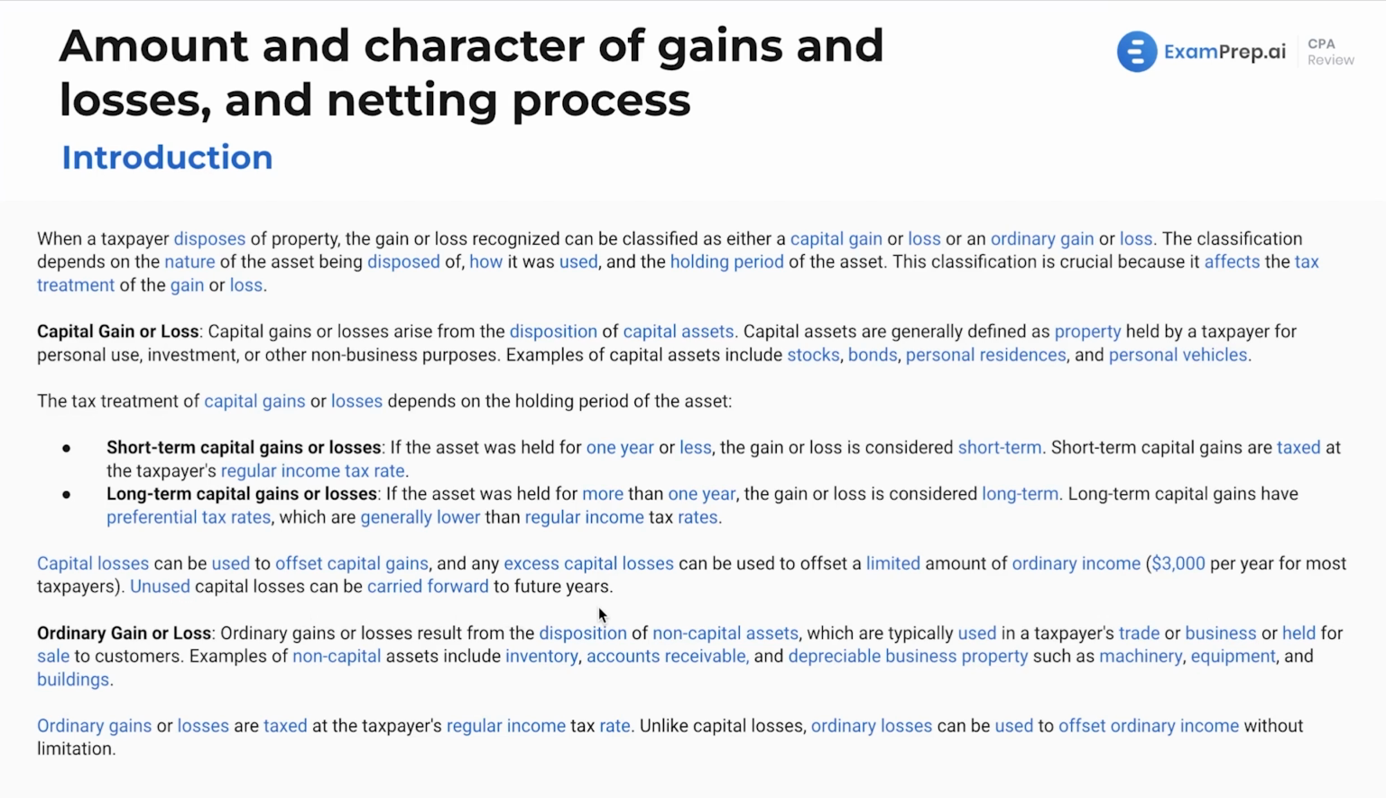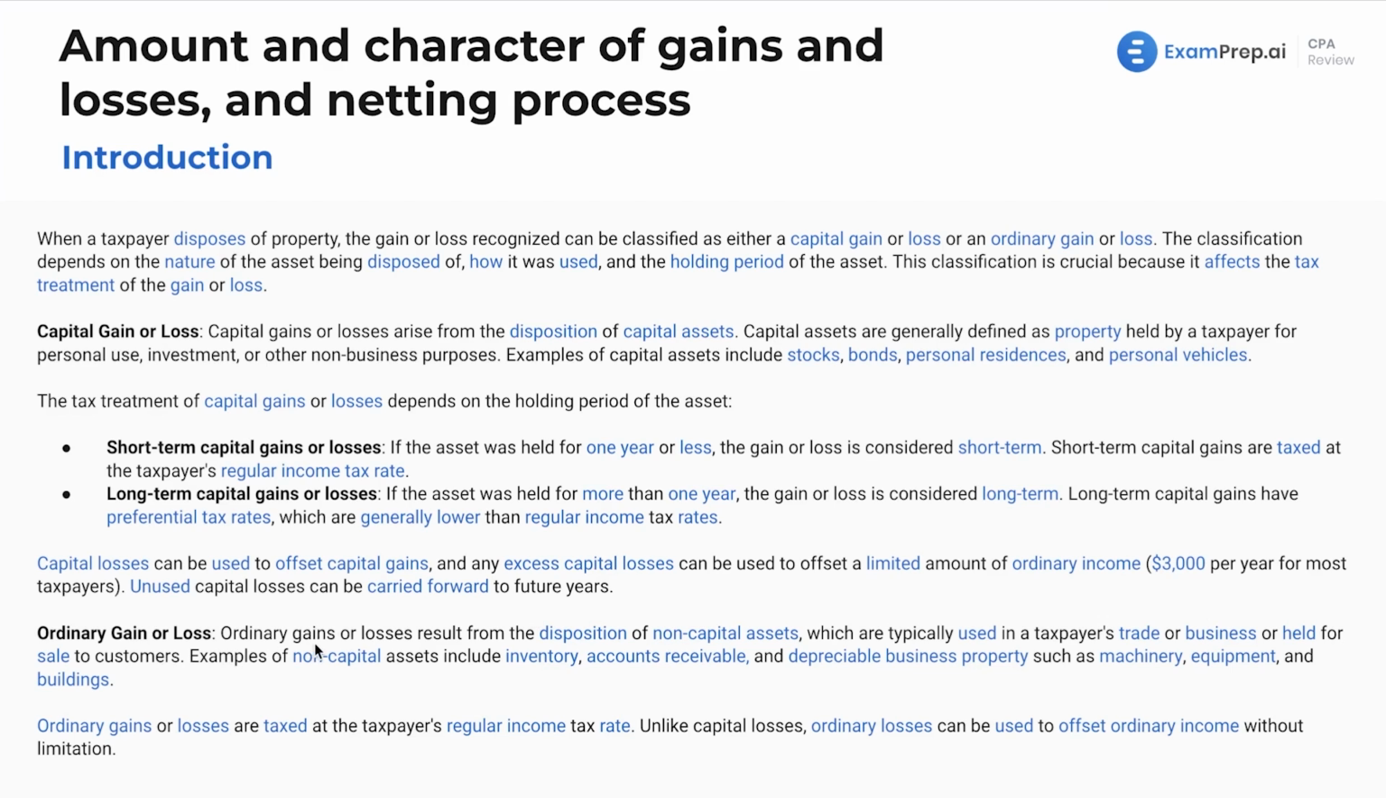So if you have a massive loss on stocks in this year, and let's say you never do stock trading again or any investing or anything like that, you can just continually use those losses to offset against your ordinary income, which is your wages, $3,000 every year maximum.